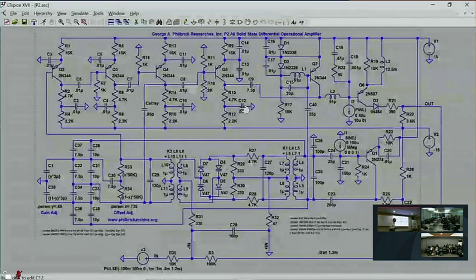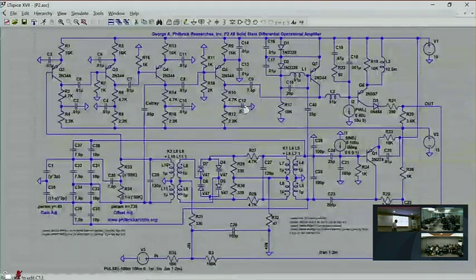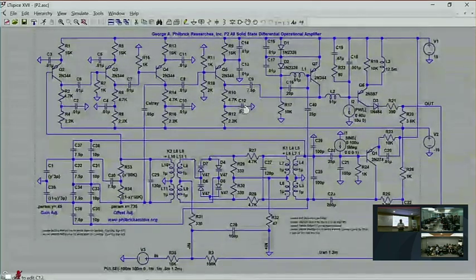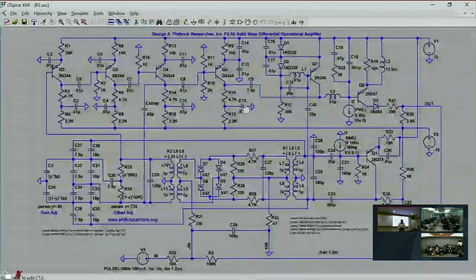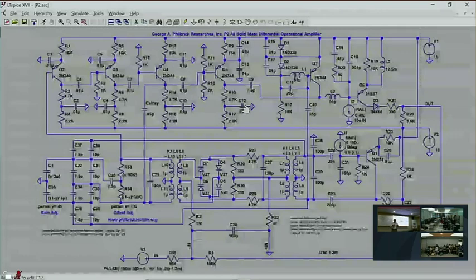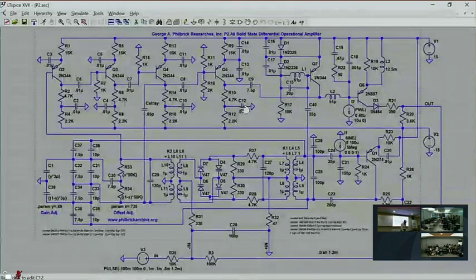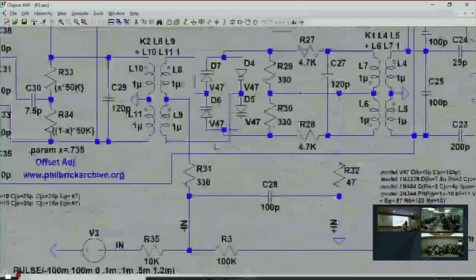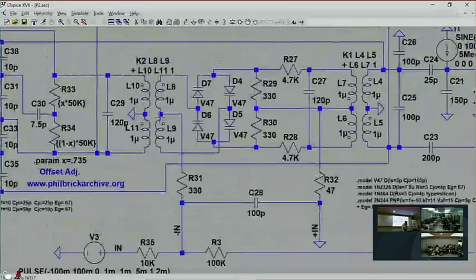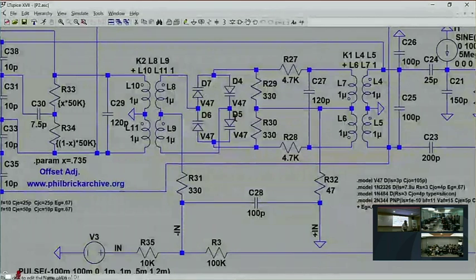Okay, now the very first op-amp that was implemented in solid state that went to market was the P2, and that's the schematic of the P2. It was implemented with discrete germanium transistors on two printed circuit boards about this size stacked on top of each other. The way the thing worked was, here's the differential input, inverting input, non-inverting input.